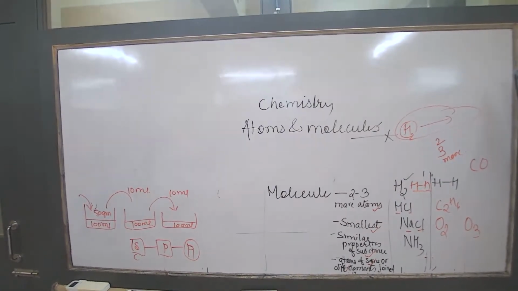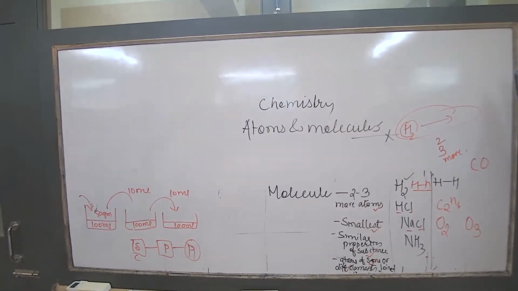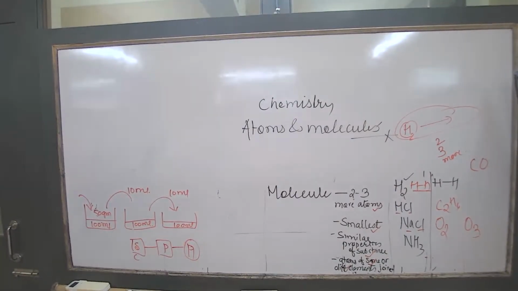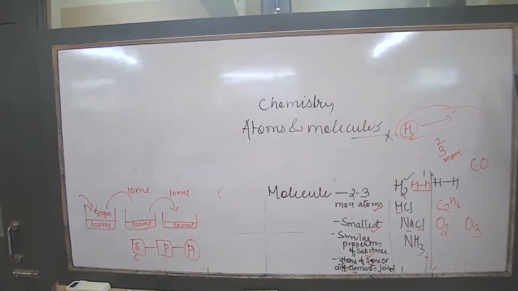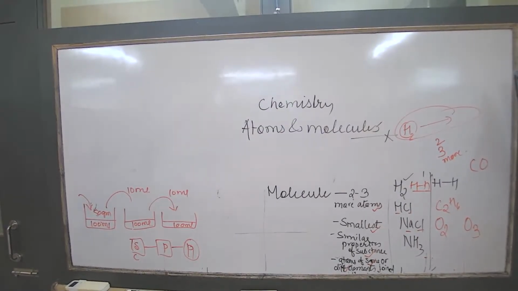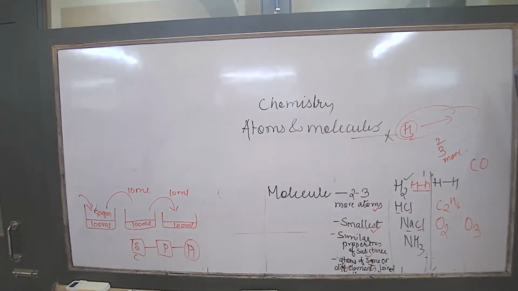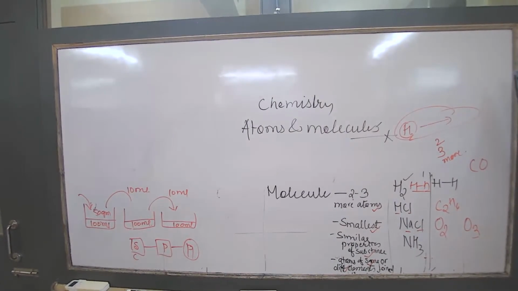The molecule concept is clear now. There is no doubt in molecule. How is a molecule formed? Two or three atoms are chemically bonded, and that molecule shows similar properties. Different kinds of molecules are obtained, which may be of the same atom or from a combination of different atoms.